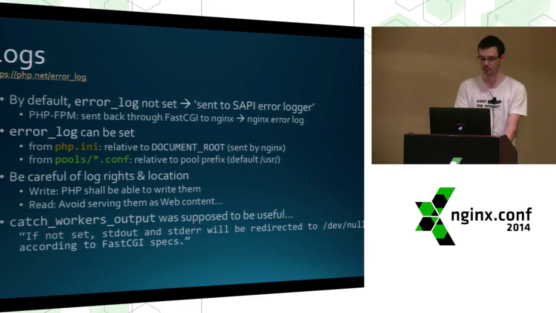So actually it's working. I don't know what happened during my tests, but I promise you that it was working before and it's not anymore. So you need to activate catch_workers_output in the pool configuration file to catch the output of PHP workers and make those errors be sent somewhere. And if you want them to be sent back through the FastCGI pipe, you need to activate it.